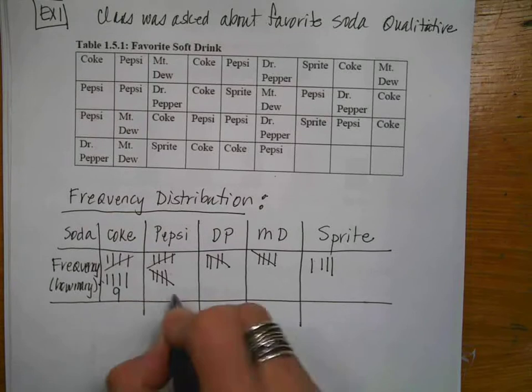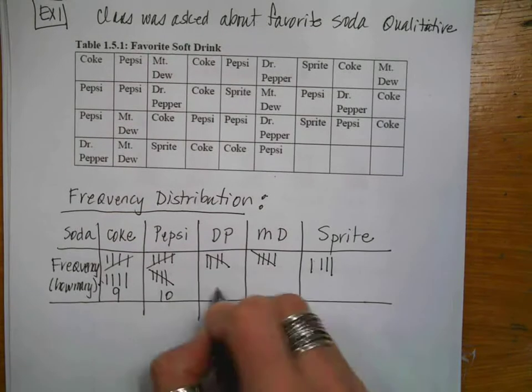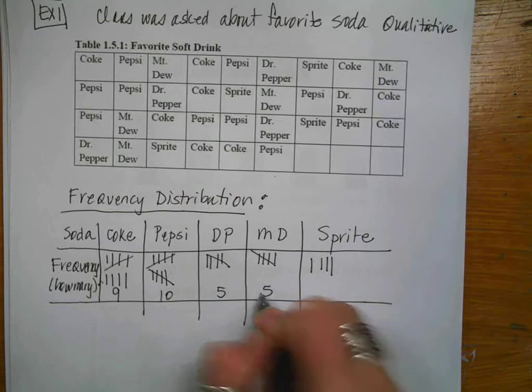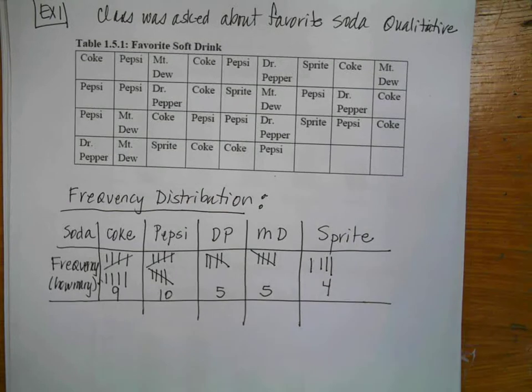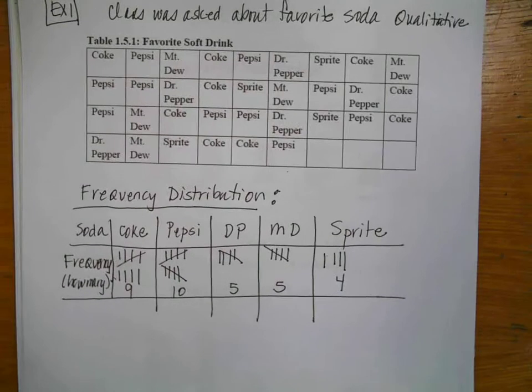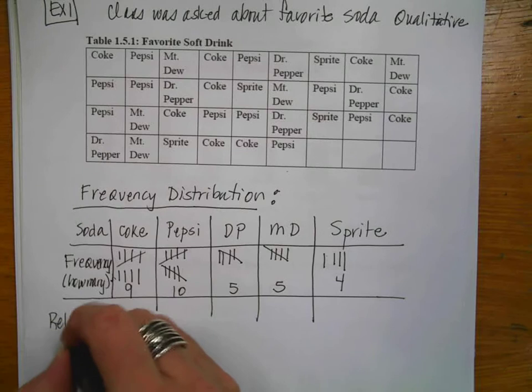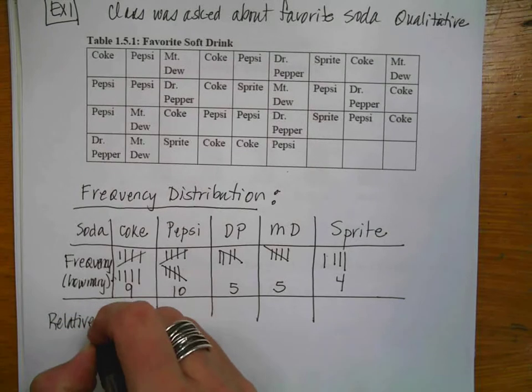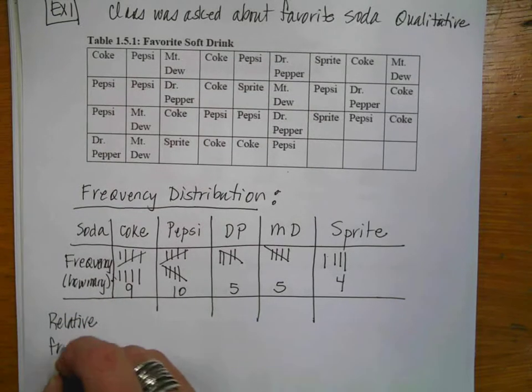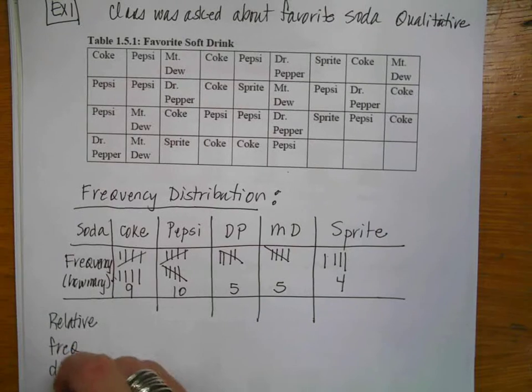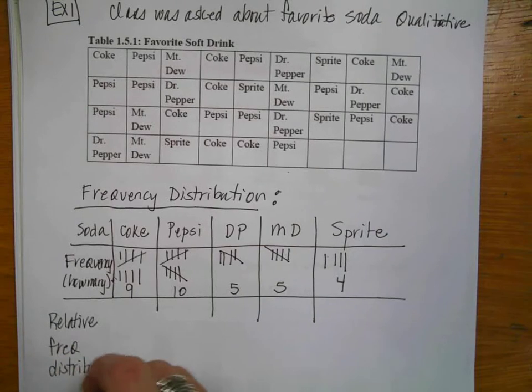So I should have 9 Cokes, 10 Pepsis, 5 DP, 5 Mountain Dew, and 4 Sprites. Yay, we did good. Alrighty, so that would be my frequency. That would be the frequency distribution. So the next thing that I would want to show would be my relative frequency. This is going to be the third line.